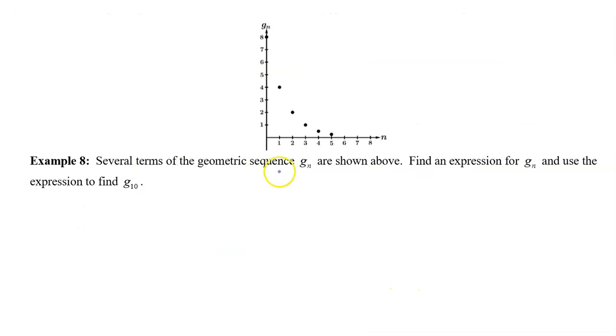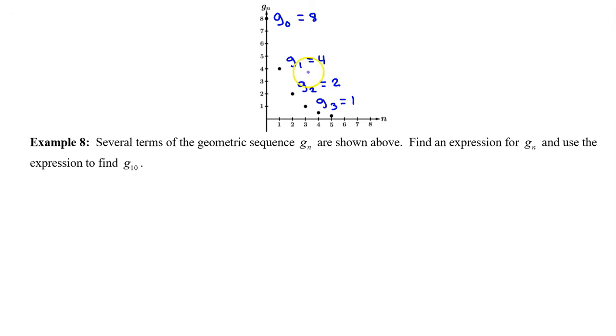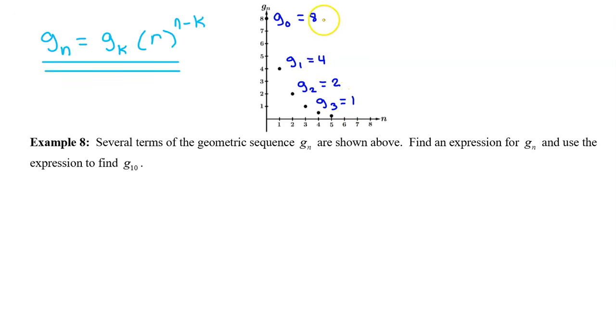Example 8. Several terms of the geometric sequence Gn are shown above. Find an expression for Gn and use the expression to find G10. Here are the first 4 terms labeled. These will be enough. Notice that we can get from one term to the next by multiplying by 1/2. That means that the common ratio is 1/2.